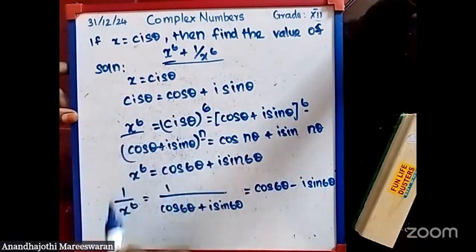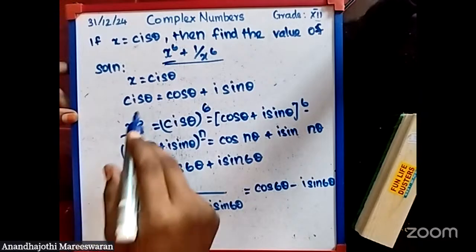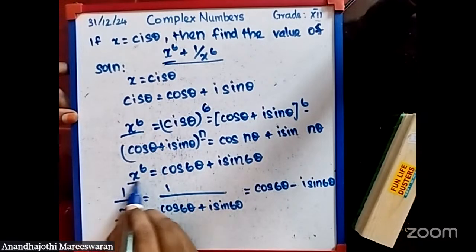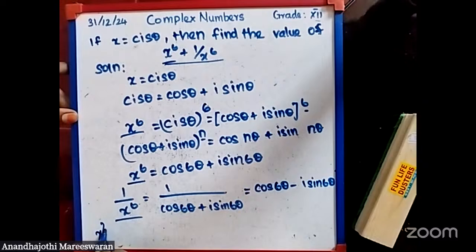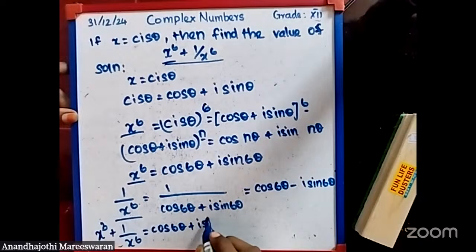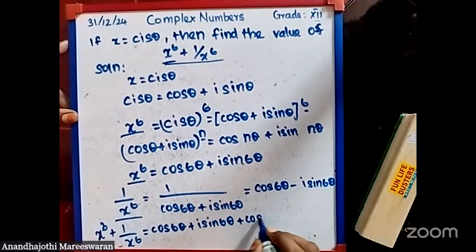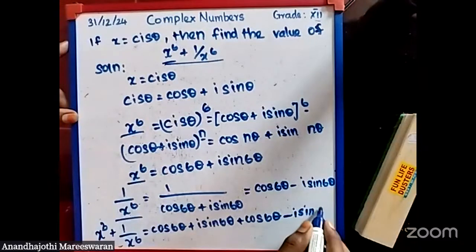We already did both of these. So I'm going to add the two of these, right? x power 6 plus 1 by x power 6 equals cos 6 theta plus i sin 6 theta plus cos 6 theta minus i sin 6 theta, right?